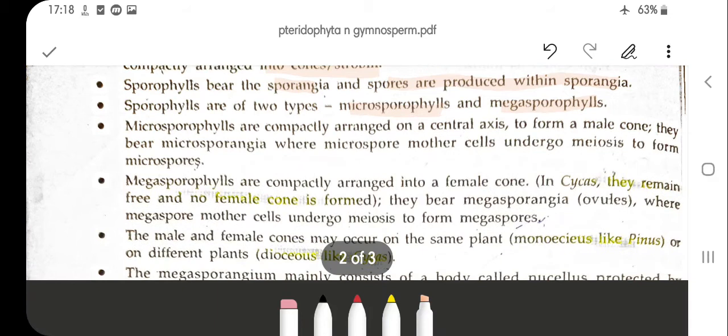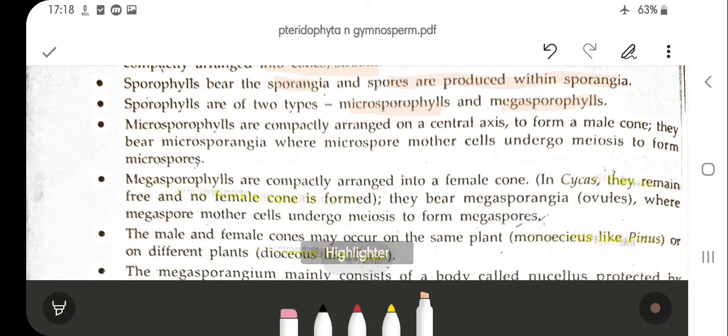Microsporophylls are compactly arranged on the central axis and form the male cone. They bear the microsporangia, where the microspore mother cells undergo meiosis to form the microspores, which will behave as your male gametes. Similarly, the megasporophylls are arranged into the female cone, and in Cycas they remain free and no female cone is formed. They bear megasporangia, that is the ovule, where megaspore mother cells undergo meiosis to form the megaspore. So we have a microspore as well as a megaspore.